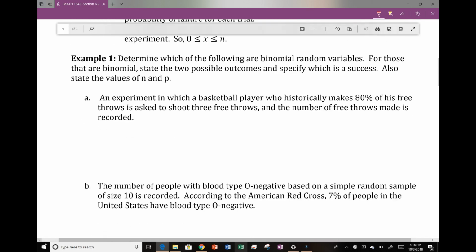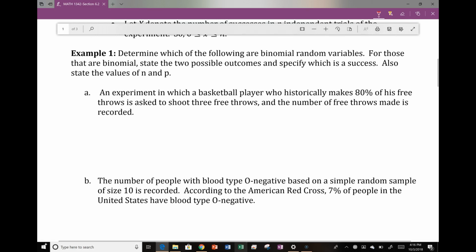Let's look at example 1. We want to determine which of the following are binomial random variables. And for those that are binomials, we want to state the possible outcomes and what the values of n and p are. So let's look at part A. An experiment in which a basketball player who historically makes 80% of his free throws is asked to shoot 3 free throws, and the number of free throws made is recorded.